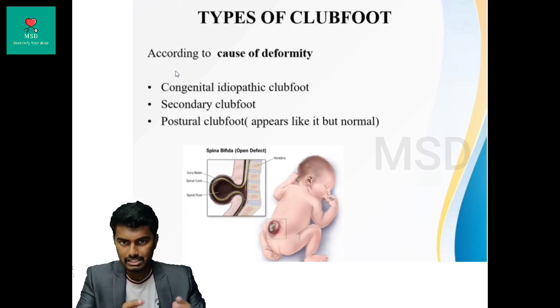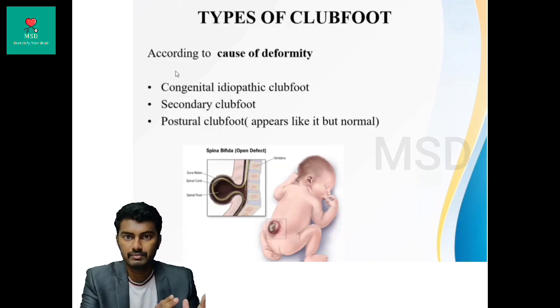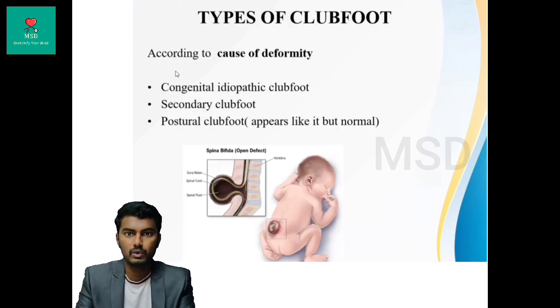So why classify these types? When a congenital idiopathic clubfoot occurs in isolation, the prognosis is very good, while in case of syndromic, it's very bad. It takes numerous castings and it will take a delayed course.